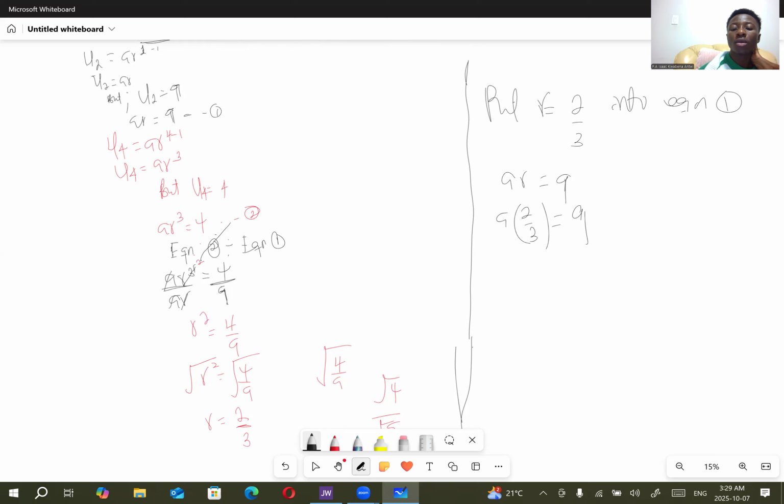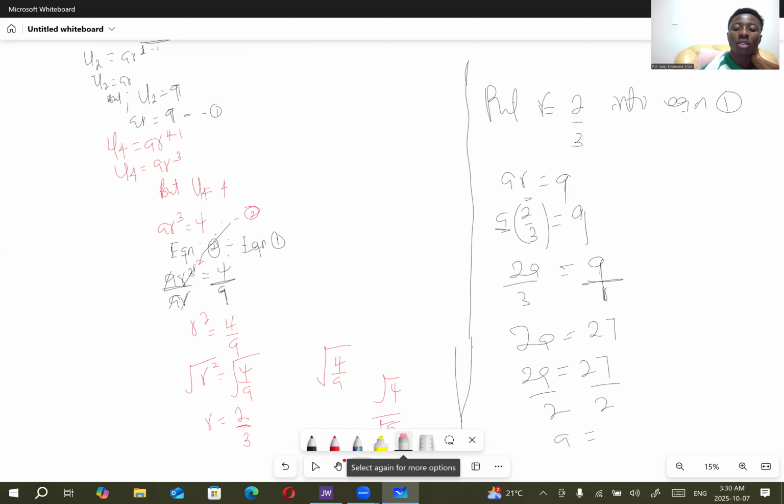So this one will be 2A over what? 3, right? This one only multiplies the numerator, I told you. It doesn't affect the denominator, so it's equal to 9. This one actually is over 1, so you cross multiply. 2A times 1 is 2A, 3 times 9 is what? 27, right? 2A is equal to 27. You divide by 2.